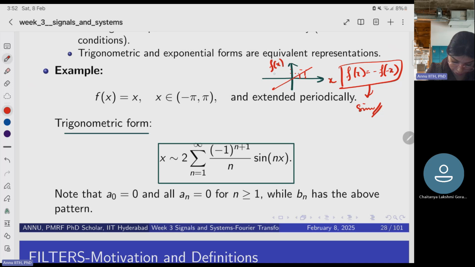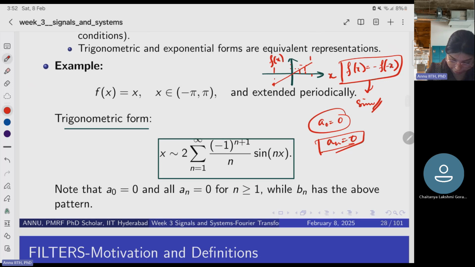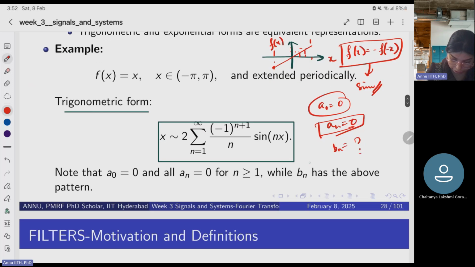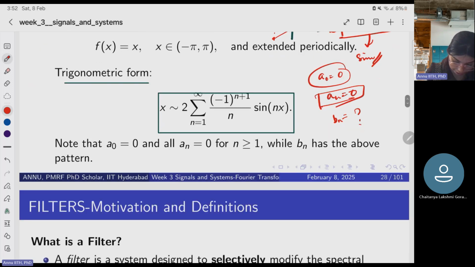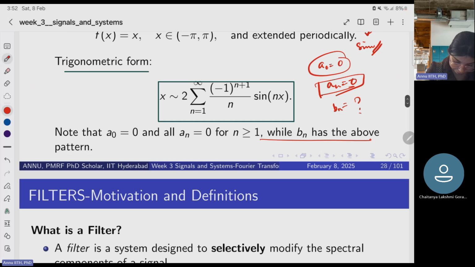Whereas the area under the curve over a period will be 0, so a naught will be 0. The first term is 0, so again it only consists of the sine function. The cosine coefficient An will again be 0 because this is not an even function. Bn will only be there, so this is just associated with sine, while Bn has the above pattern.